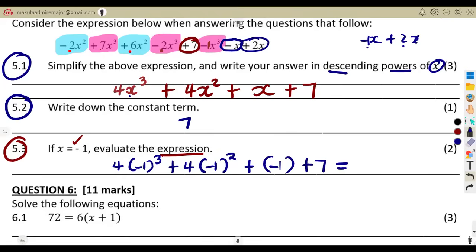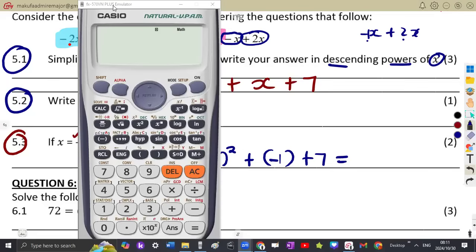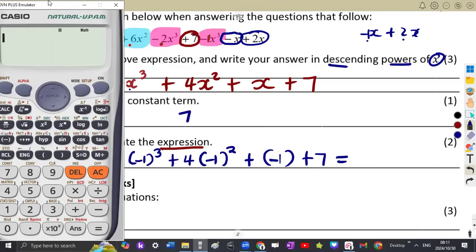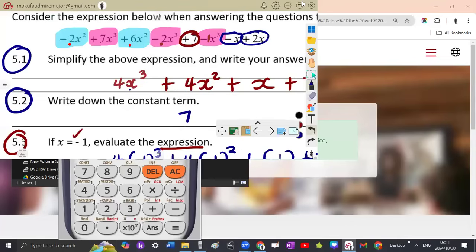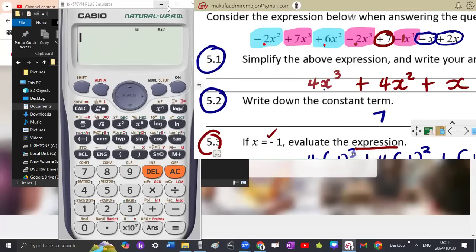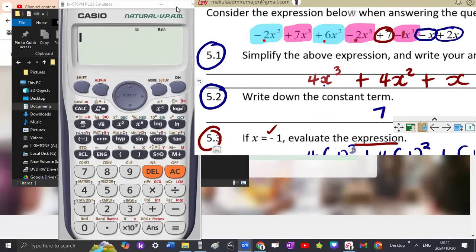So there it is just a matter of you and your calculator. You can simplify that direct on your calculator. It is most important that you also understand your simplification on your calculator. All right. Sorry for this, guys. I just hope it is not going to affect us.